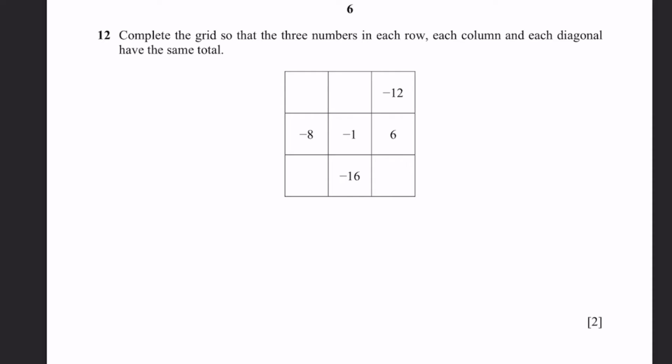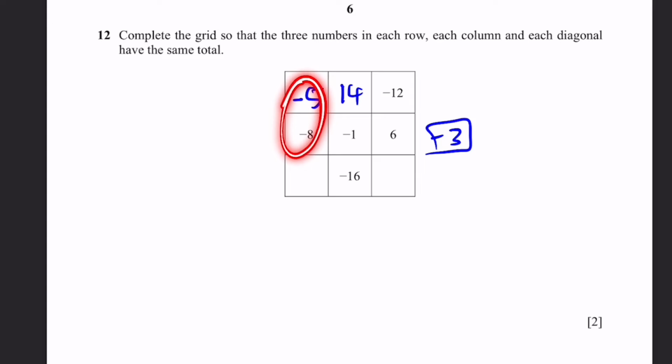Complete the grid so 3 numbers in each row, each column, and each diagonal have the same total. So the total has to be minus 8 minus 1 plus 6. So that'll be minus 3. There's a total everywhere. So minus 16 minus 1, you have to add 14 to that. Minus 12, 14 for this one, you'll get minus 5 here.